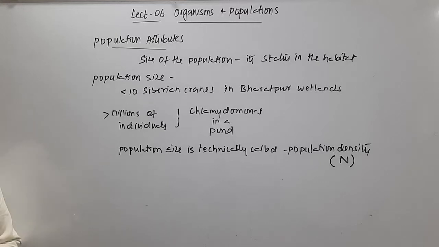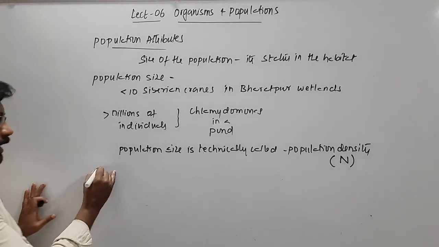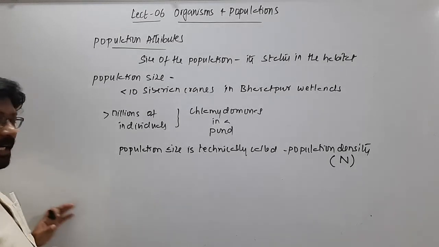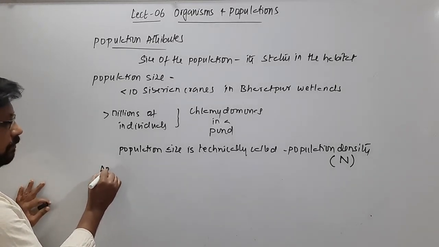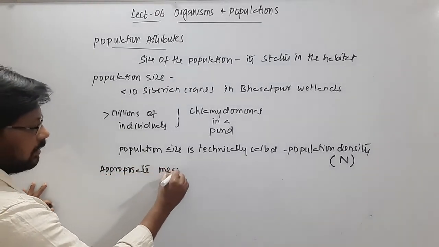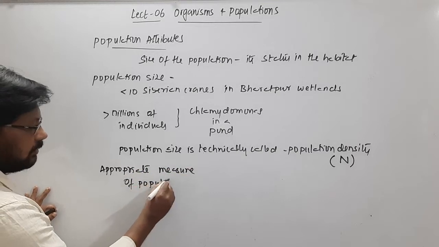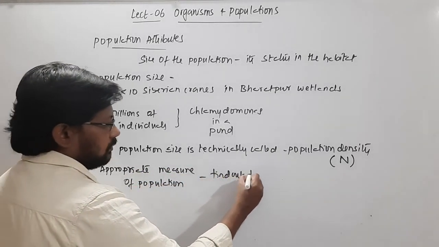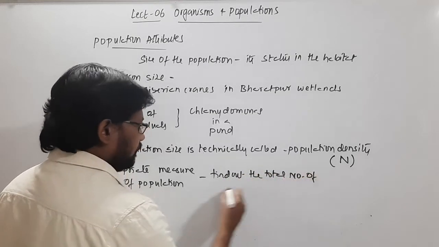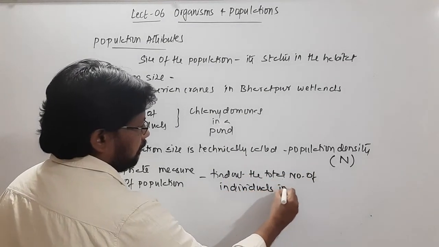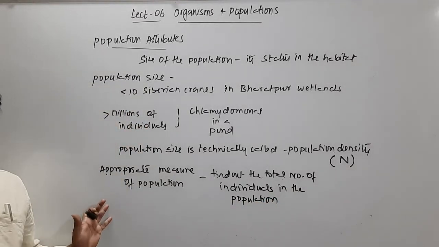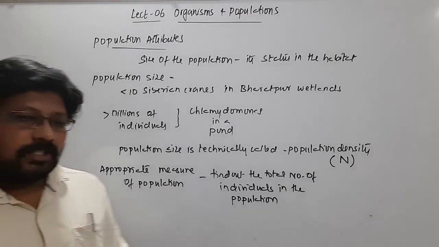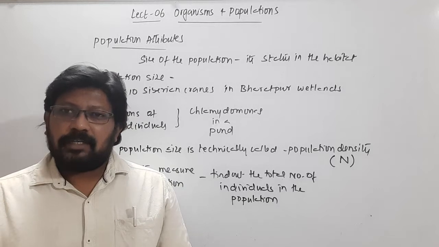Now, the appropriate measure of the population size is to calculate the total number. The correct way to know the population size is to find out how many individuals there are in that population. That is actually appropriate. But the point is that finding out the number of individuals in the population every time is quite difficult.